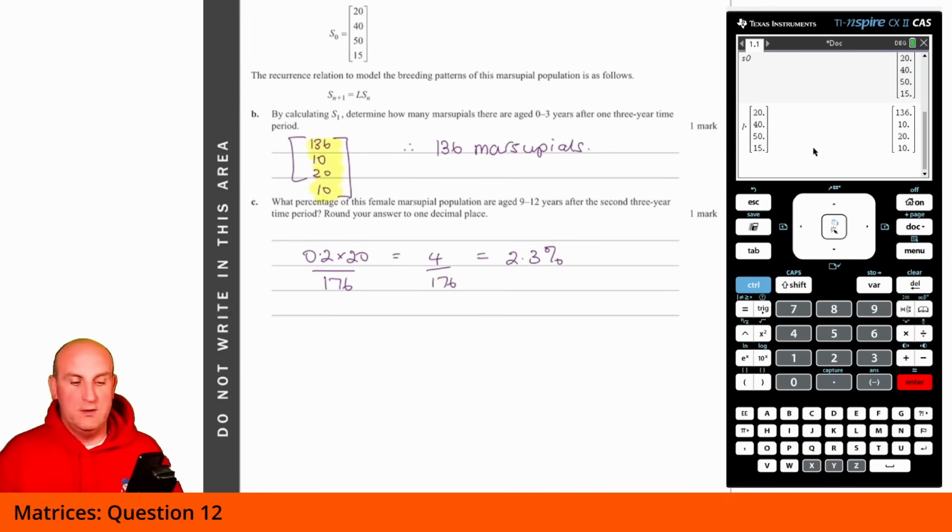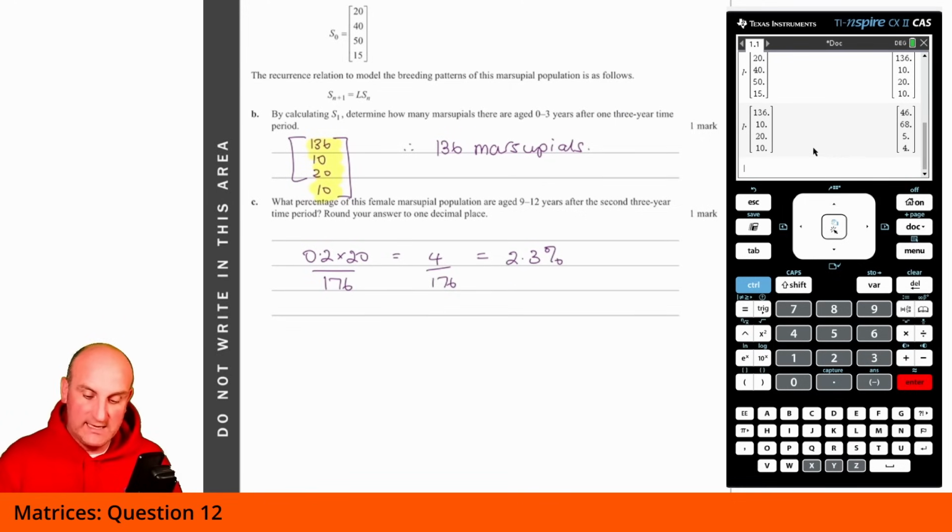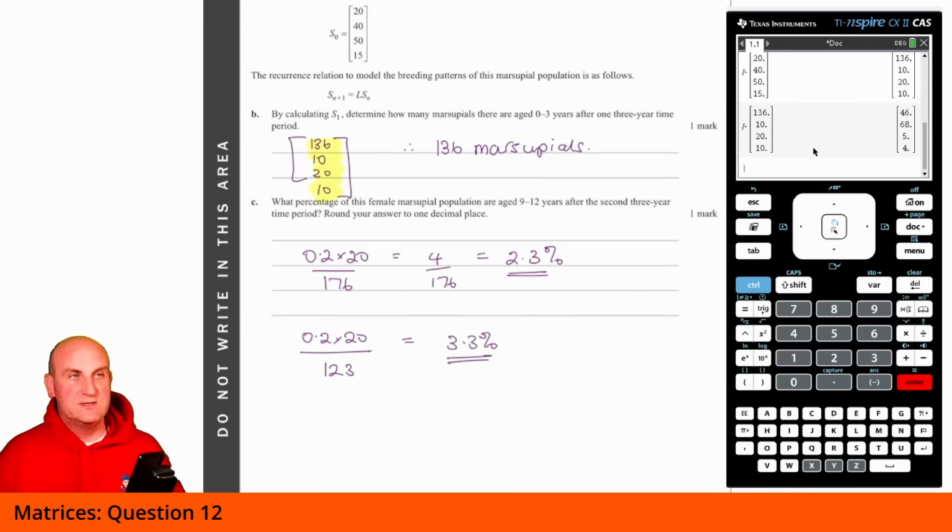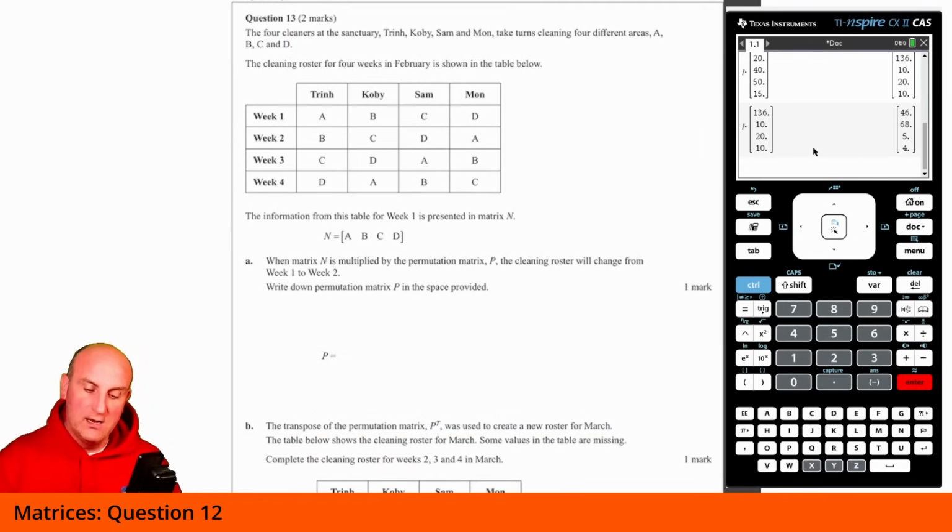Now, that's what I think is the answer, but it depends how you interpret the question, because it could go, well, hold on a moment, what if I actually do my matrix again? What if I get my third rotation, and say, well, in which case that still becomes 0.2 times 20, but now my totals are 46 plus 68 plus 5 plus 4, which is 123, which gives you 3.3%. So I don't fully understand what the interpretation of the question is supposed to be, because it says what percentage of this female marsupial population, and as far as I'm concerned, I just worked that out, so I was counting that as this. I'll leave it to you to interpret. I don't know if VCAA will ever come back with the solutions to this.